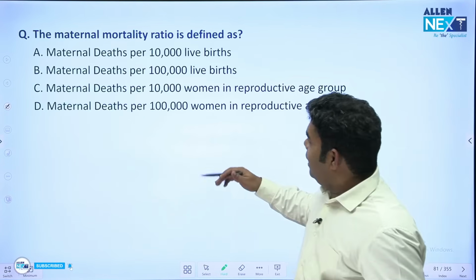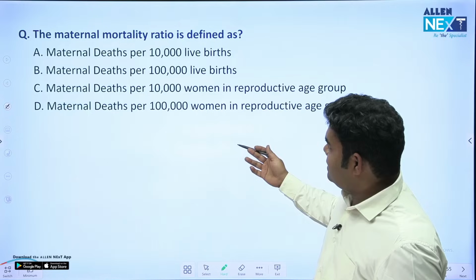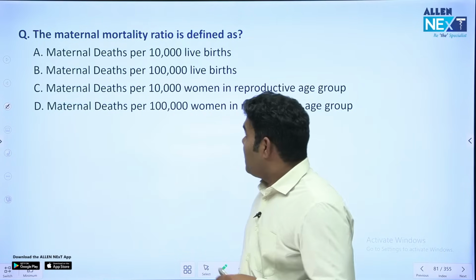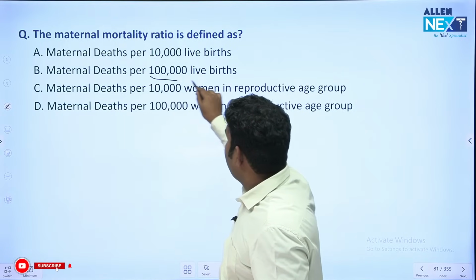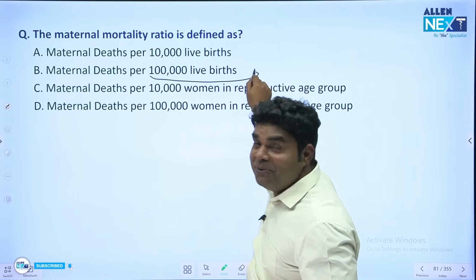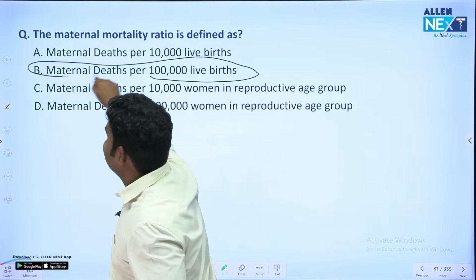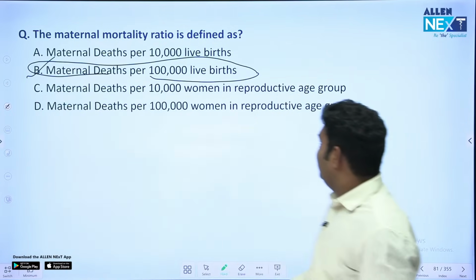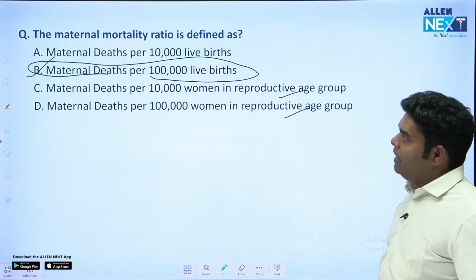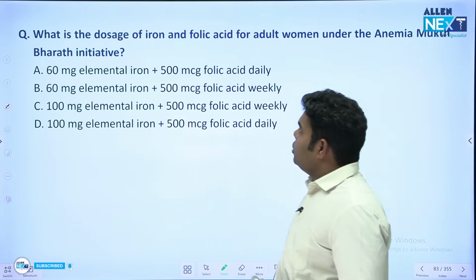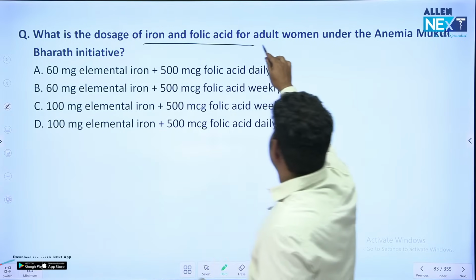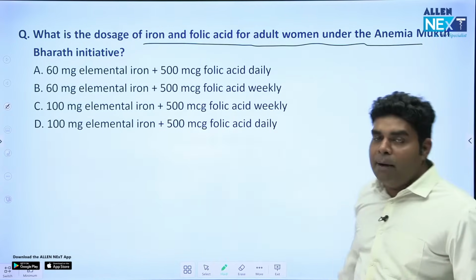Okay. Now, let's move ahead. We have already discussed it. Maternal mortality ratio. What is that? Maternal deaths per 1 lakh live births. Oh, I should have asked it from you. Per 1 lakh live births. This is the maternal mortality ratio. It has nothing to do with the reproductive age group females. It is 1 lakh live births. Now, what is the dose of iron and folic acid for adult women under Anemia Mukt Bharat?